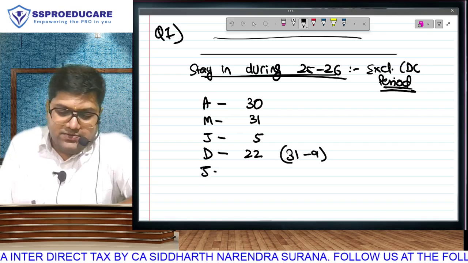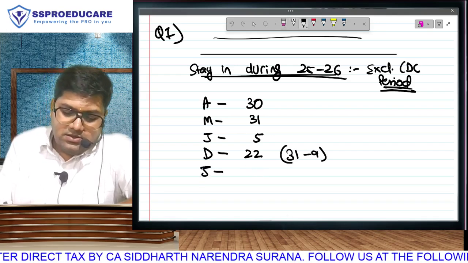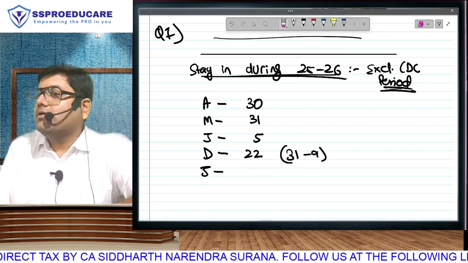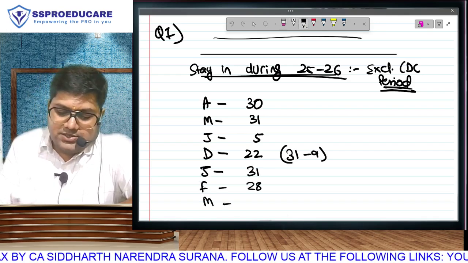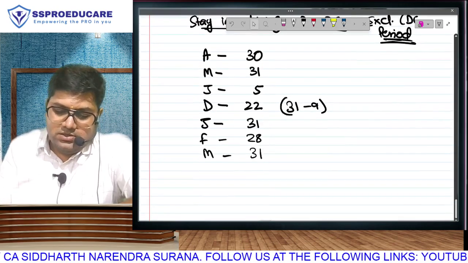Correct है? January. January कितना? 31. Feb 28. March total.